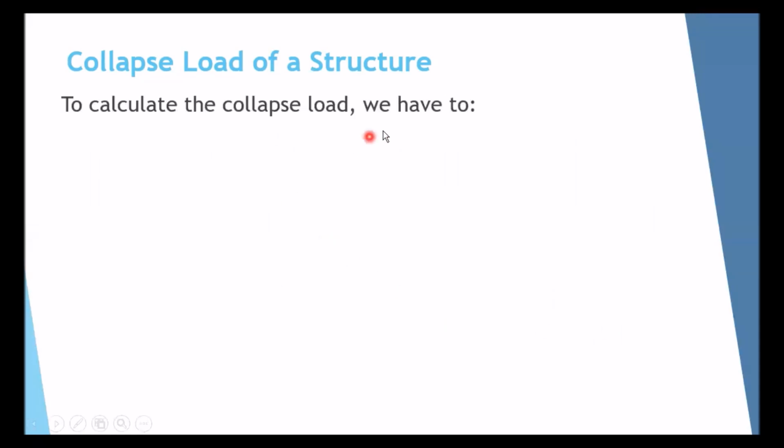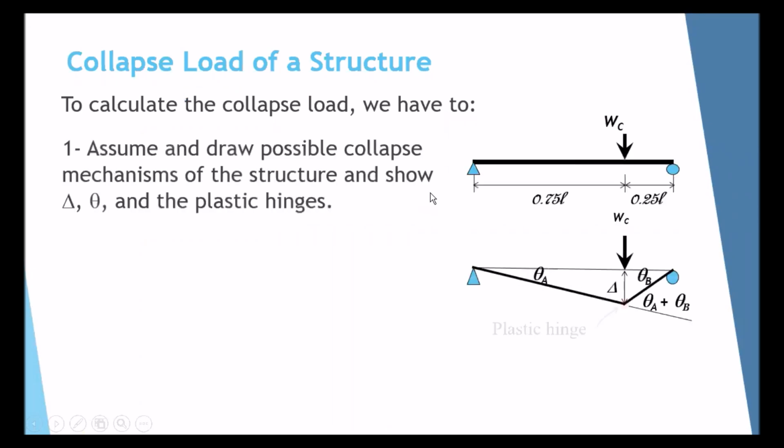How to calculate the collapse load? Okay, to calculate the collapse load of the structure, we have to follow these steps. First, we have to assume possible collapse mechanisms and draw them, showing the displacement and thetas at both ends of the beam. Let's say, for example, we have a simply supported beam under a concentrated load, called WC, at a distance of 0.75 L and 0.25 L.